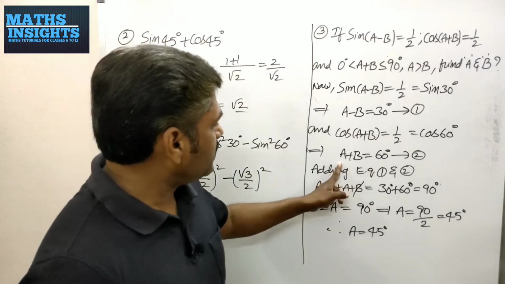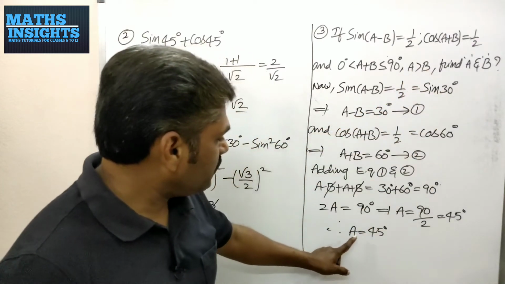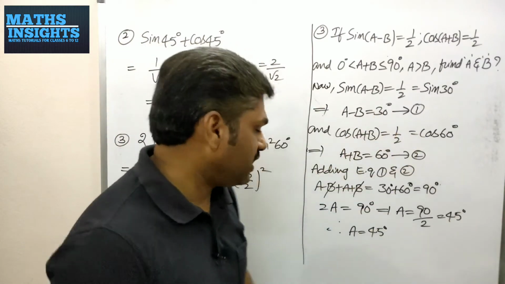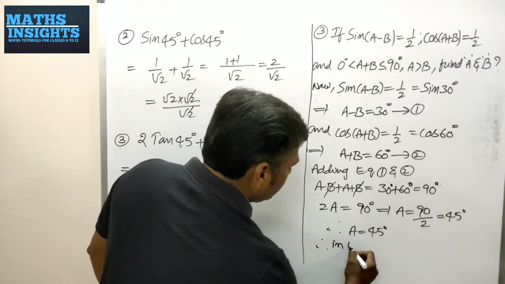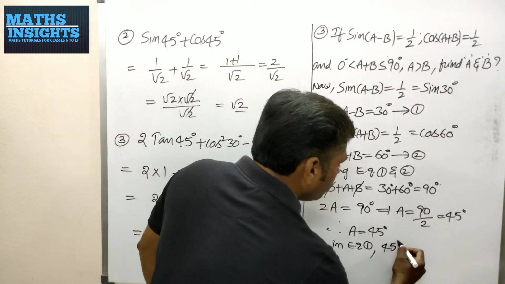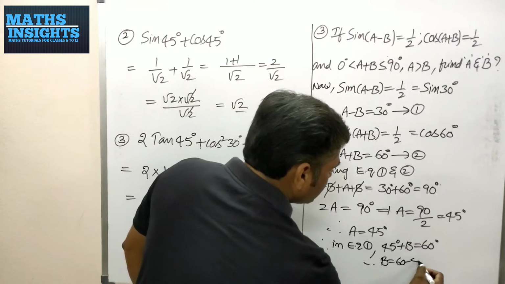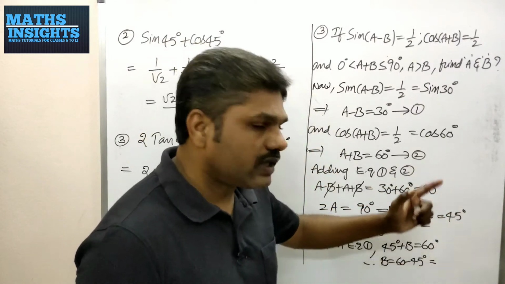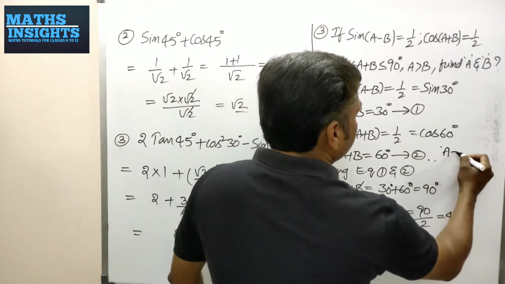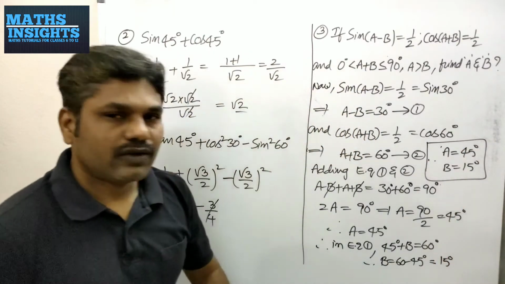They are saying that A is greater than B. If you substitute this value in either of the two equations, you will get the B value as 15 degrees. Therefore, I am substituting in equation 1. In equation 1, you have A plus B is equal to 60 degrees, but A is 45. Therefore, 45 degrees plus B is equal to 60 degrees. Therefore, B is equal to 60 minus 45, because this plus 45, when it goes to the other side, becomes minus 45, that is 15 degrees. Therefore, you may write A is equal to 45 degrees and B is equal to 15 degrees. This is the answer. Okay, you will solve the next problem.